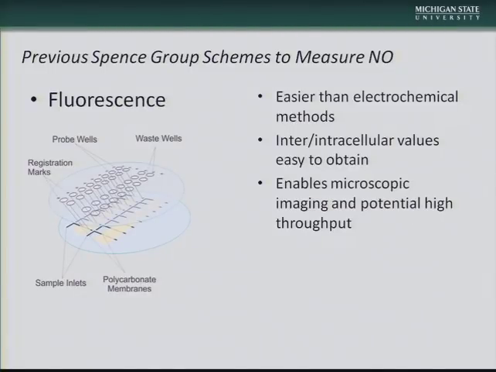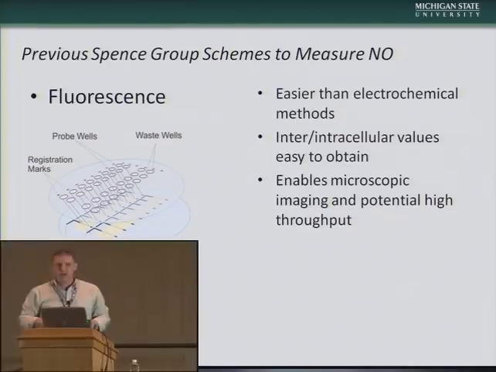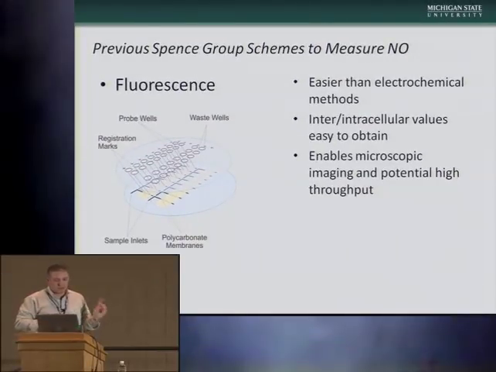For me, this is easier than the electrochemical methods. I like using the fluorescent probes, although, as I'll mention in a minute, they have some drawbacks. The inter and intracellular values of nitric oxide are easy to obtain, and also it enables microscopic imaging. And as one of the things that our group just published a couple years ago, we can now take these devices, and if we make these wells the same distance apart as your classic 96 well plate, we can pump our blood through here, get the nitric oxide signaling going, and we put it in the plate reader and walk away. So we actually have plate reader determinations of our microfluidic devices. So again, it truly does start to approach high throughput.